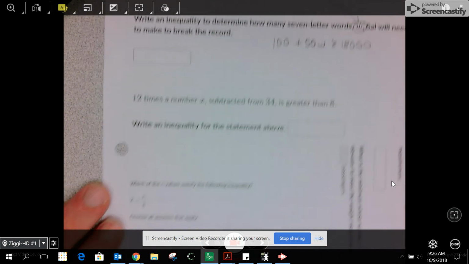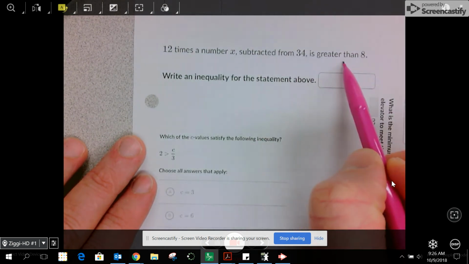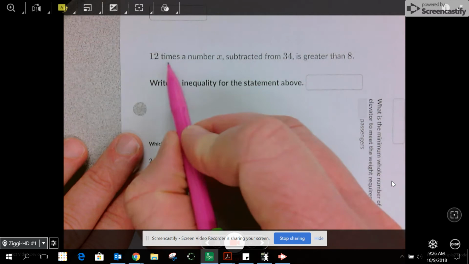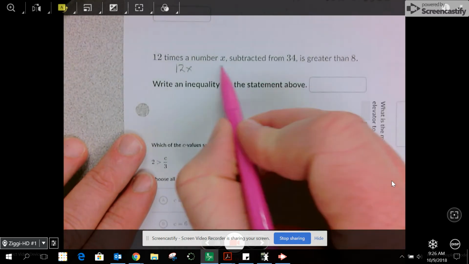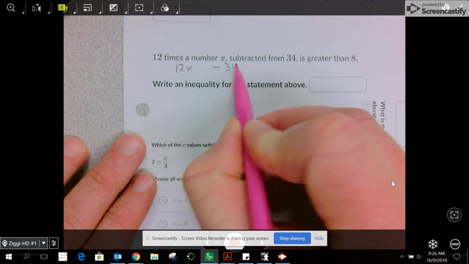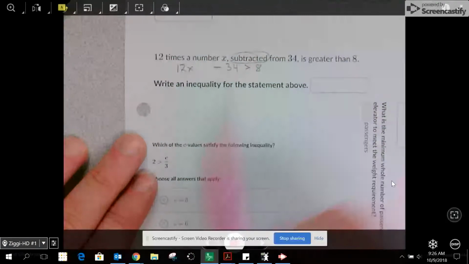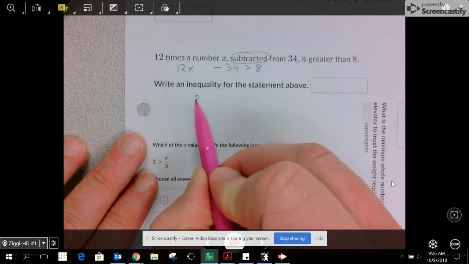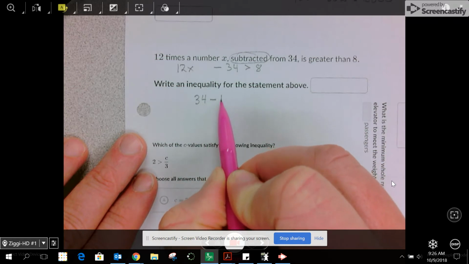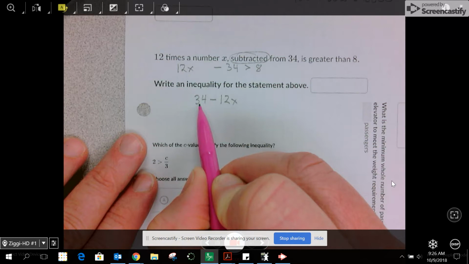Okay, 12 times the number subtracted from 34 is greater than 8. I know why people are missing that. This is 12x. And people are doing this: 12x minus 34 is greater than 8. Well, anytime you have subtraction, you have to switch the order. So it's really 12 times the number subtracted from 34. This is 12 times the number subtracted from 34 is greater than 8.